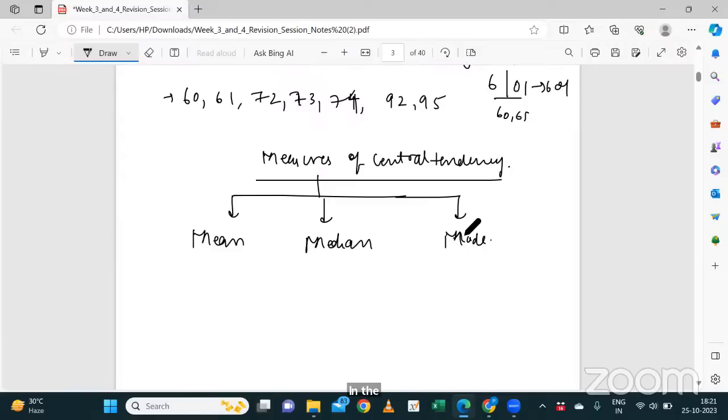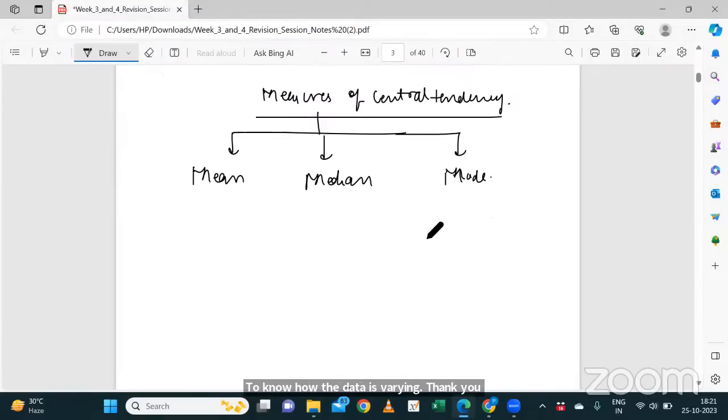To know how the data is varying. To know the center of the data set. To interpret the data set. Basically, to indicate the spread of the data set. No, not spread. First of all, you are not listening to the question carefully. I'm asking about central tendency, and I did not ask about the measure of variation. So, measure of central tendency.